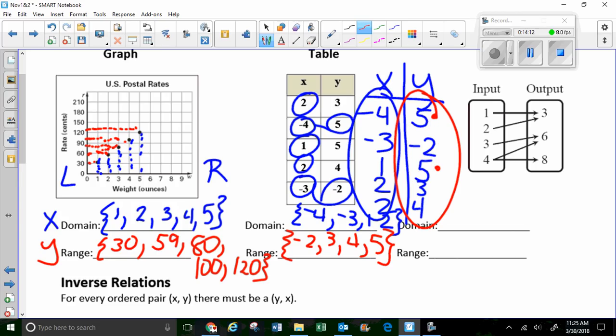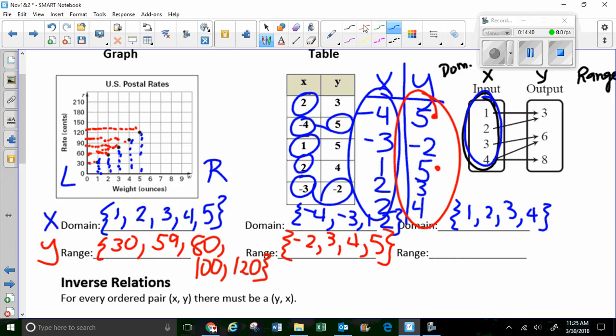It's important that your mapping is labeled. This one's labeled input and output. Another way you can label it is x to y, or domain to range. But basically, you're taking your x values in order and mapping them to the y value. So you can grab your domain right from what's already in this input box. So my domain would be 1, 2, 3, 4. And then my range, they've already eliminated extras, doubles. I'm just going to list 3, 6, and 8.